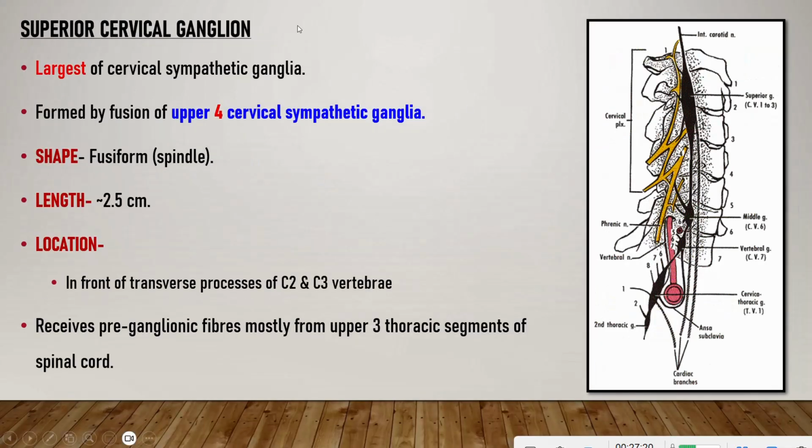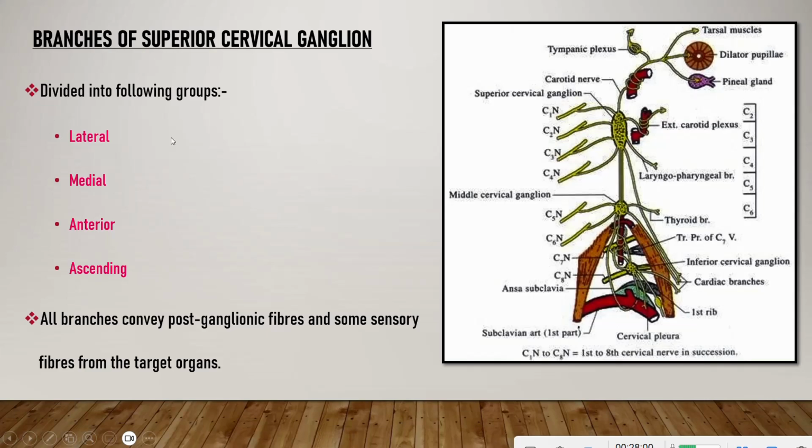Now the individual cervical ganglia. You can see the superior cervical ganglion, which, as I told you, is formed by fusion of the first four cervical ganglia, C1 to C4, so it is the largest of the cervical sympathetic ganglia. Its shape is fusiform or spindle shaped, and its length is 2.5 centimeters. It is located in front of the transverse processes of C2 and C3 vertebrae. It receives preganglionic fibers mostly from the upper three cervical segments. So it is receiving from the thoracic segment.